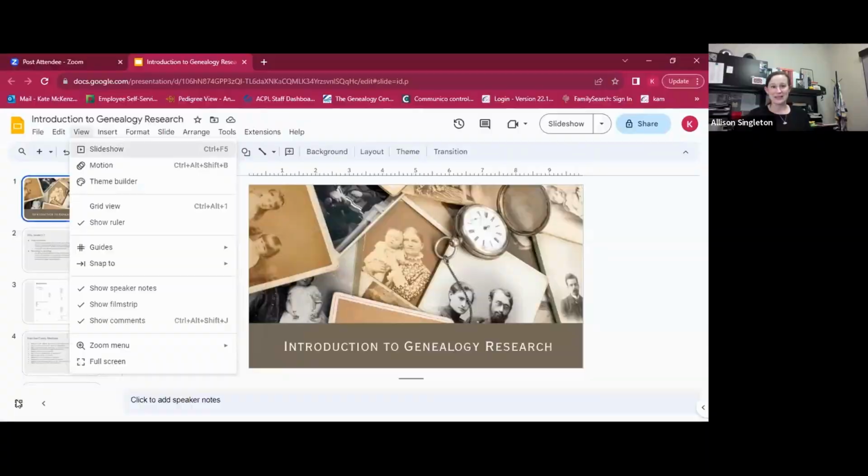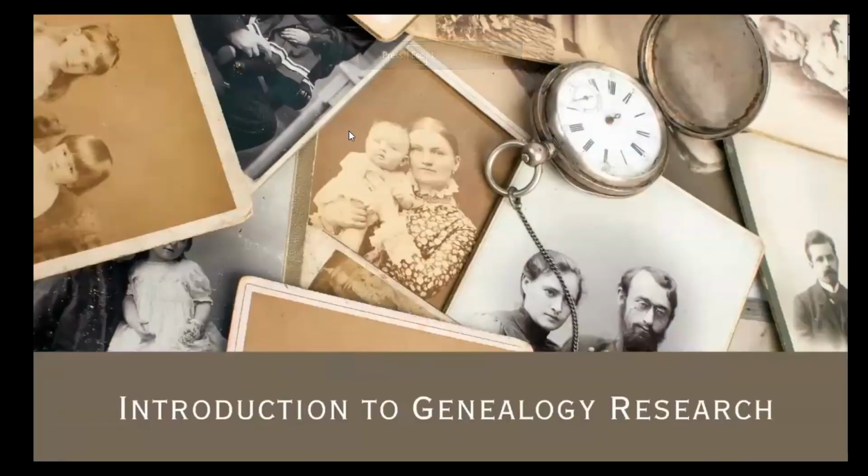She's a native of Cincinnati, Ohio. She has a bachelor's degree in library informatics with a minor in history. She has a certification in genealogical research from Boston University and a master's of library and information science. So she is very well versed in genealogy research, and I am very excited to hear from her today. So thank you, Kate.